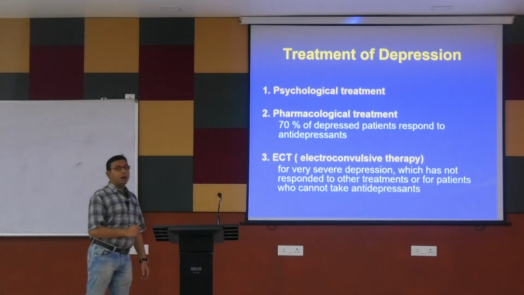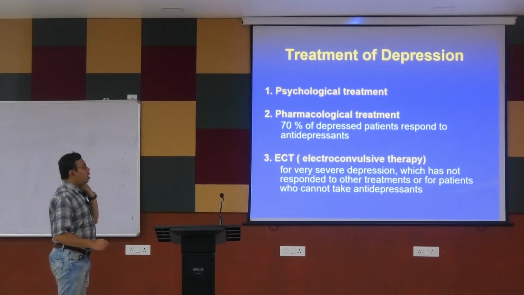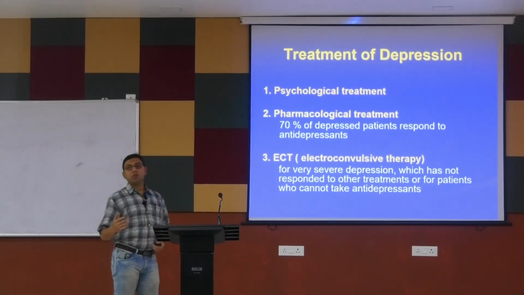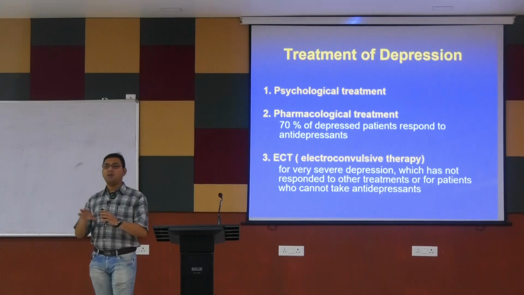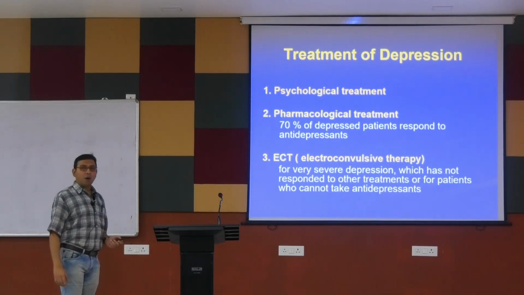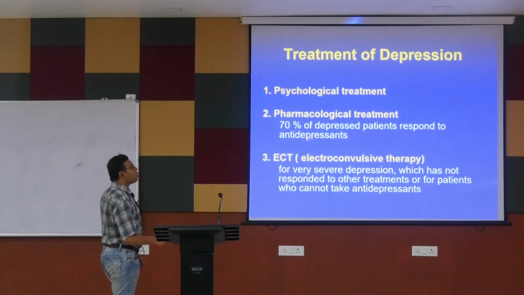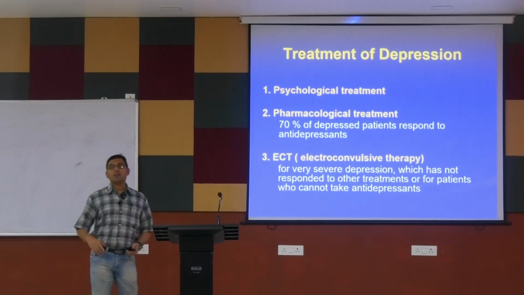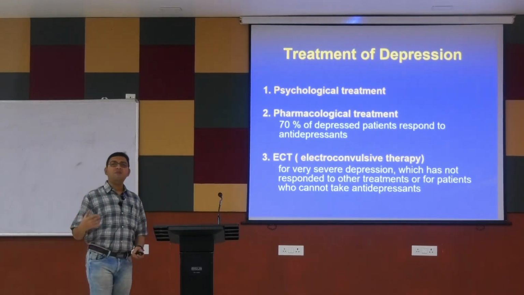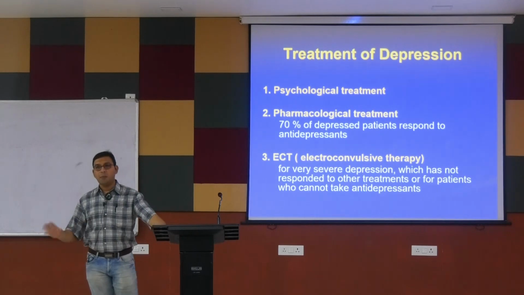How will we treat depression? Psychological treatment is usually done by different types of counseling, and there are different processes of counseling. The most important part is the pharmacological treatment, which we have started discussing. 70% of depressed patients respond to antidepressants, and some of them become refractory depression, which does not respond to different types of antidepressant drugs.